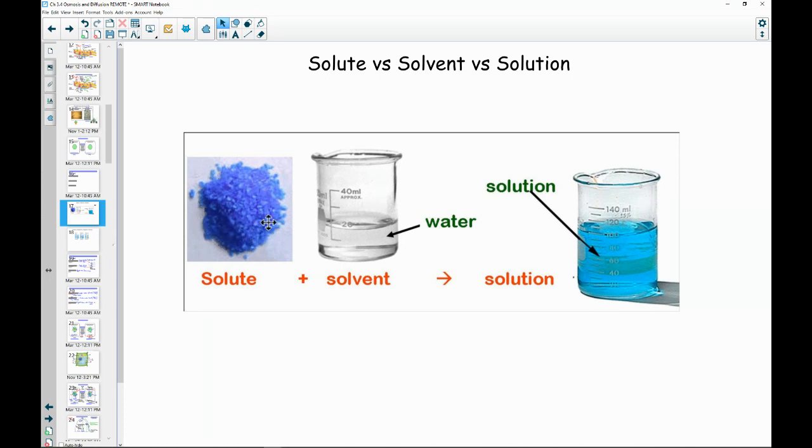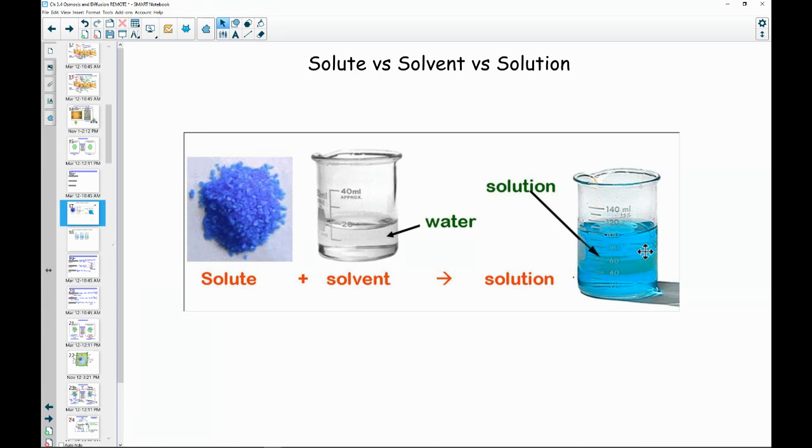It does not have to be a solid. It could be a liquid. It could be a gas. And then the solvent is usually the larger part that does the dissolving. My chemistry kids usually remember that solvent has more letters. It's the bigger word, it's the bigger part. Solute has less letters. It's the smaller word, it's the smaller part. But when you put the two together, they make up what we call a solution.